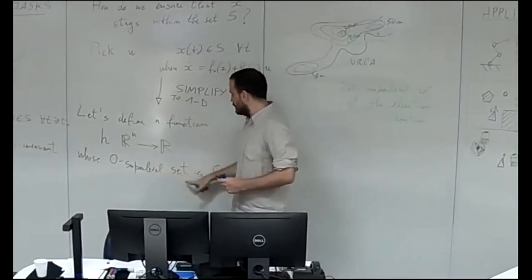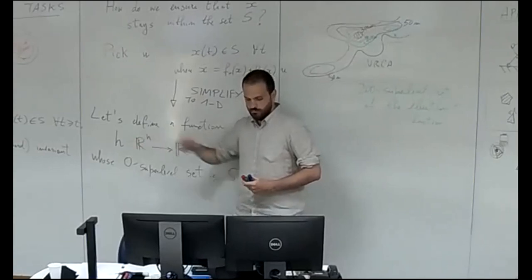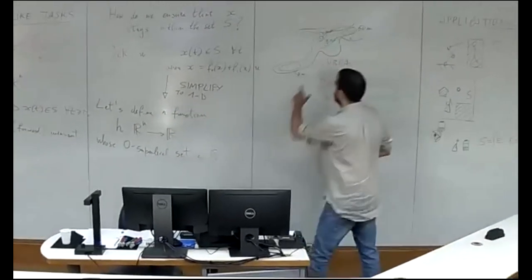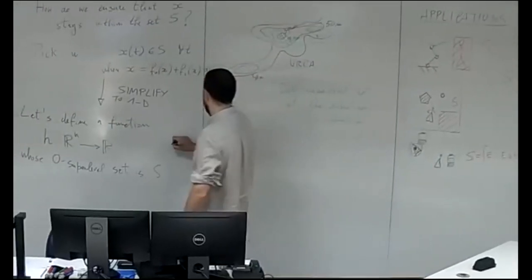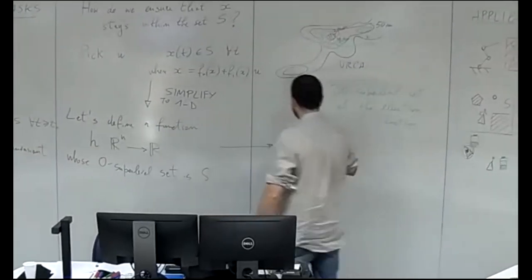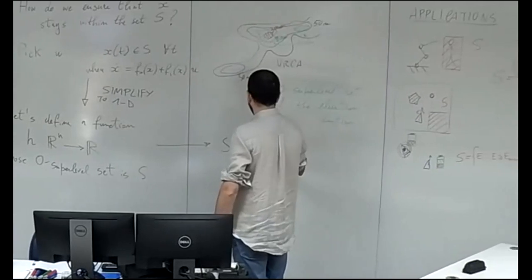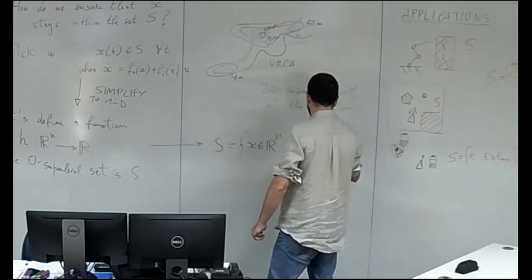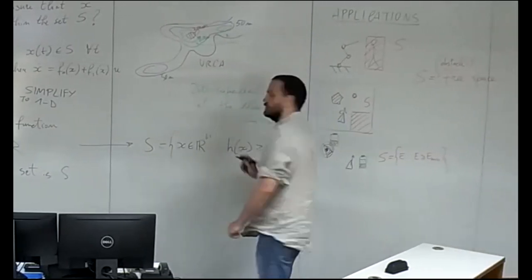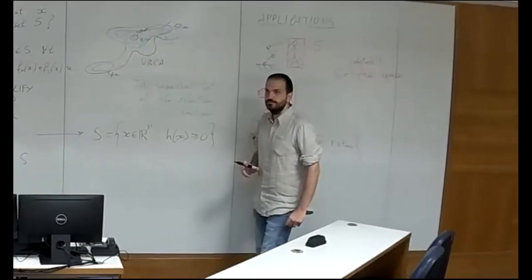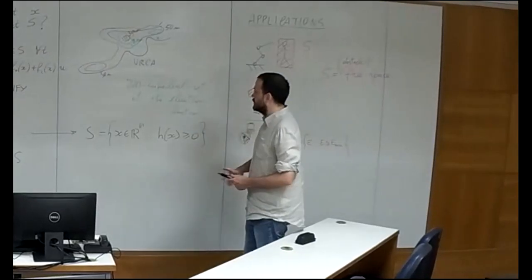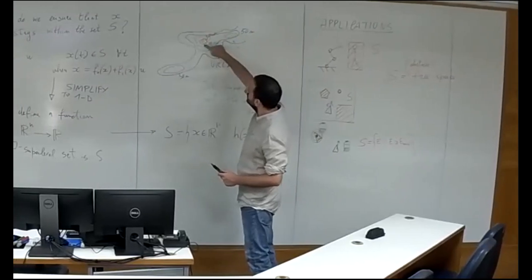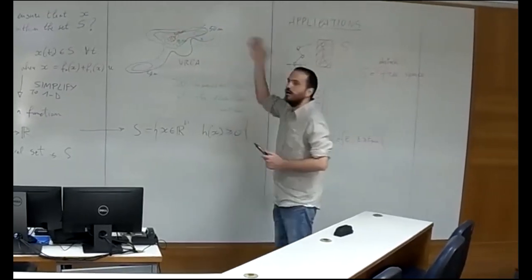As the 0 super level set of a function h, the mathematical expression is that the set S can be written as all the x in R^n such that h of x is greater than or equal to 0. So that's the same here: all the regions where the elevation is above 200 meters.